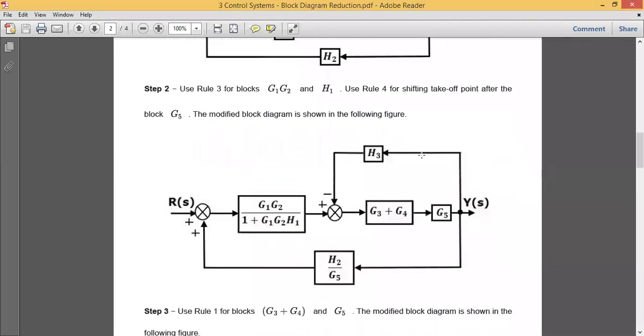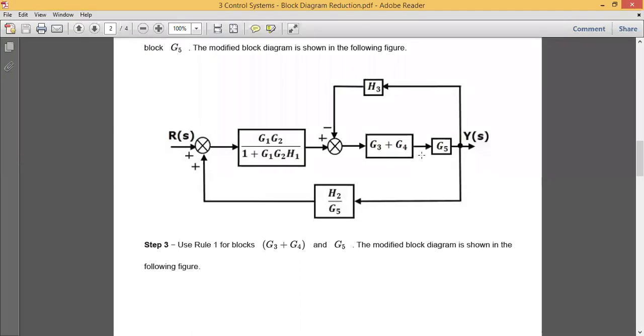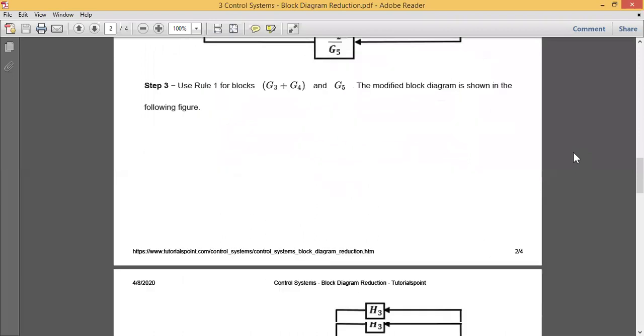So this is step number 2. This is my modified block diagram. Now again apply all the rules. What is rule number 1? Is there any series blocks? Yes, I do have series blocks. That is G3 plus G4 in series with G5. That is why I will make a small change and modify the diagram.